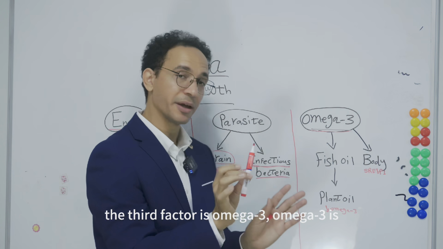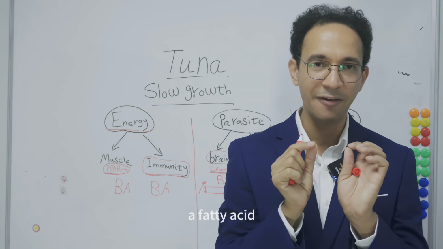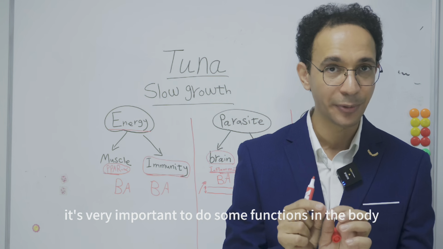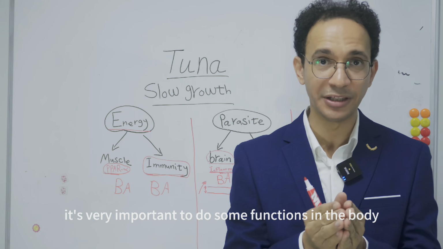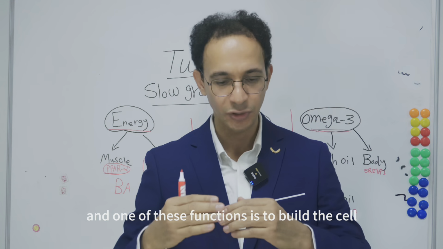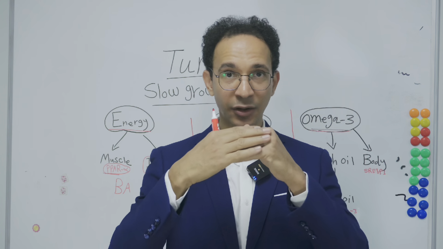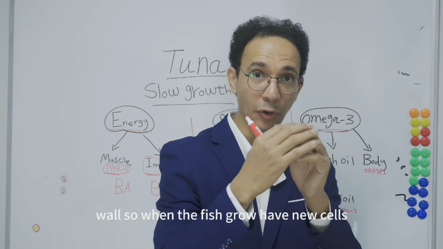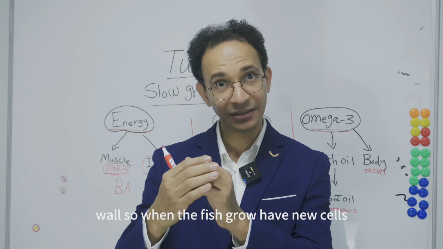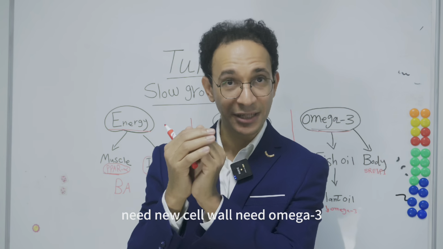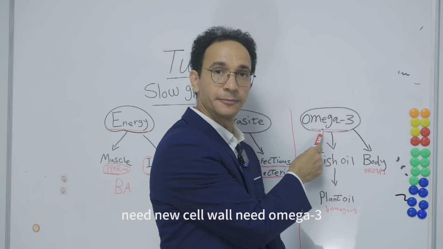Third factor is the omega-3. Omega-3 is a fatty acid. It's very important for some functions in the body. And one of these functions is to build the cell wall. So when the fish grow, they have new cells, need new cell walls, and need omega-3.